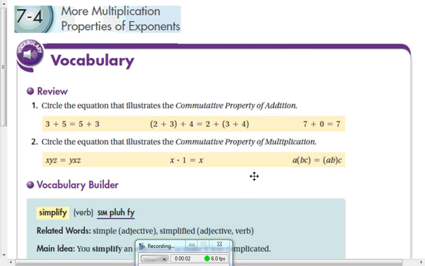Hey students, this is lesson 7.4. We're going to deal with some more multiplication properties of exponents. In this lesson, we're going to learn how to raise a product to a power and raise a power to a power. So go ahead and do the review here, and I'll check back with you.